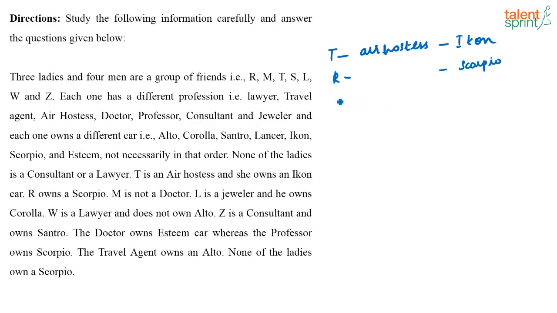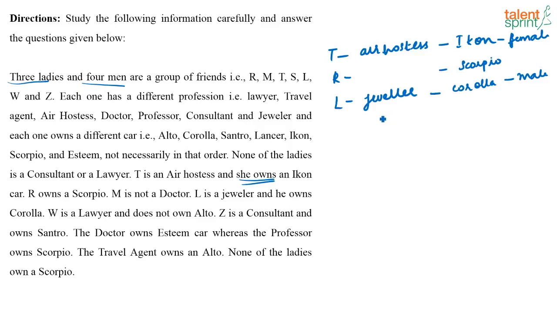Then it is saying M is not a doctor. L is a jeweler. He owns a Corolla. So L is a jeweler. He owns Corolla means L is a male. So I know the gender of L. Here similarly, T is an air hostess. She owns an Icon. So she means female, right? T is a female. Then see here in the question they have said that there are 3 ladies and 4 men. So that's why I'm writing down their gender also.